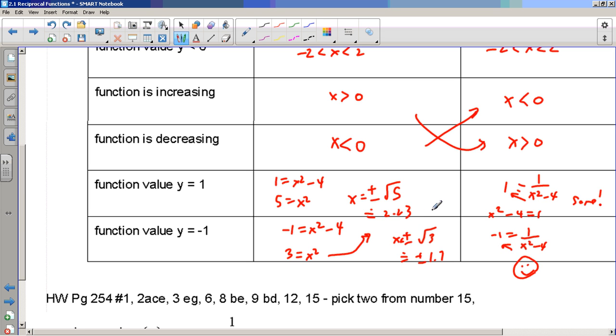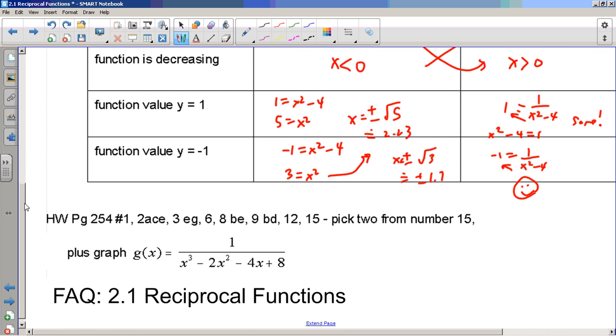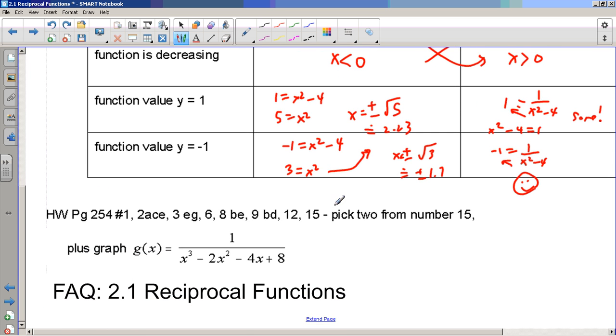Okay. A little bit of analysis there to make us think about this relationship between functions and the reciprocals. There's some from the homework there. Notice that number 15, you just pick a couple of those, and this is an extra question. I want you to try that, because that's good, clean fun, and then the FAQ is there as well. All right, that's it.